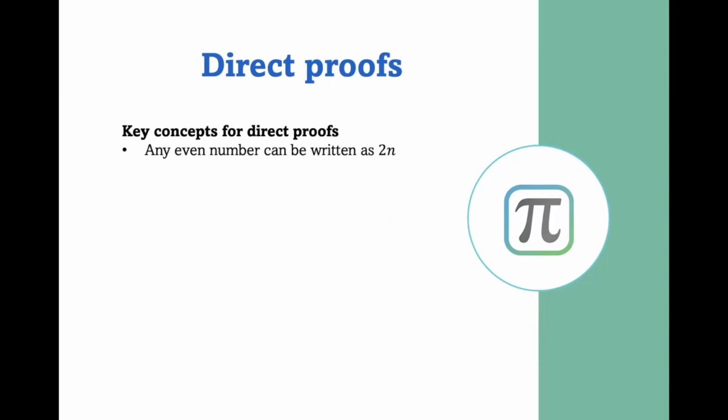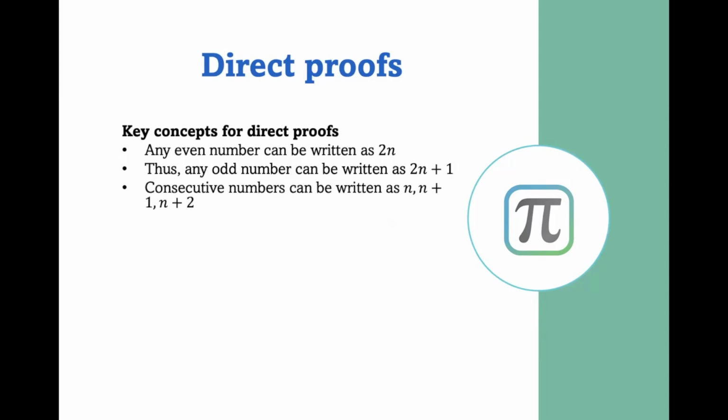Firstly, any even number can be written as 2n, and that intuitively makes sense. We can write 2 as 2 times 1, 4 as 2 times 2, 6 is 2 times 3, and so on. Thus, any odd number can be written as 2n plus 1, because we know that in a sequence of natural numbers, we have odd, even, odd, even, odd, even. Therefore, if any even number is 2n, an odd number will be the number that follows the even number.